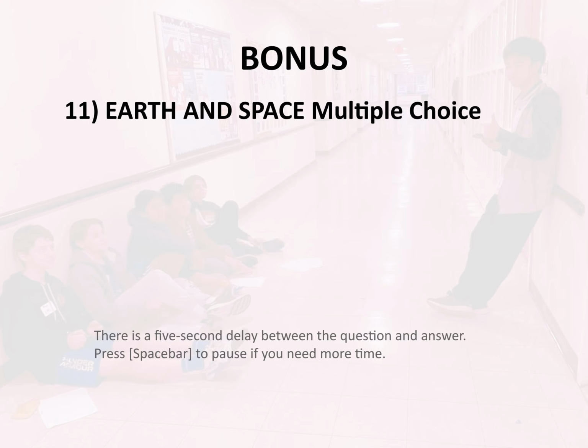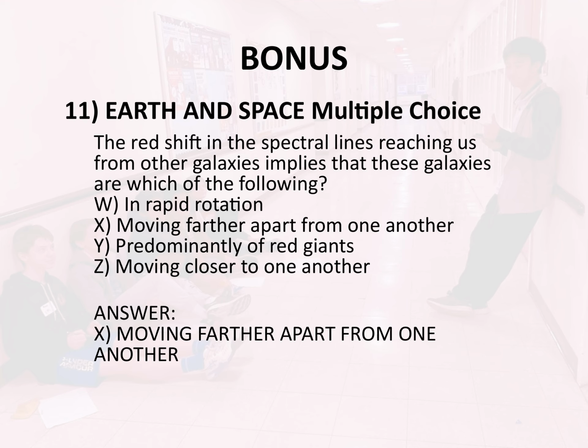Bonus 11. Earth and space. Multiple choice. The red shift in the spectral lines reaching us from other galaxies implies that these galaxies are which of the following? W. In rapid rotation. X. Moving farther apart from one another. Y. Predominantly of red giants. Z. Moving closer to one another. Answer: X. Moving farther apart from one another.